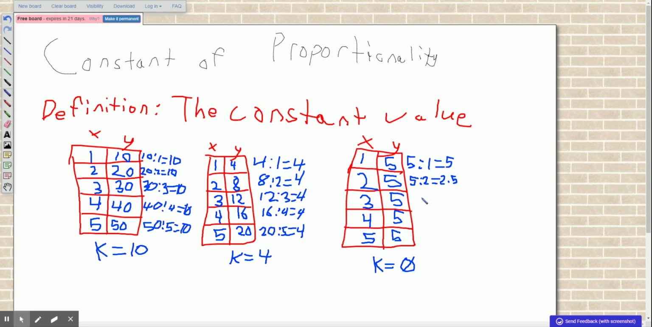So I don't need to continue as soon as I get two values that are different. As long as they're all still the same, though, we do need to keep checking until we get to the last one. Because you could have a situation where the first 4 rows all had the same value, and then your 5th row was different. And as long as one row is different, then your constant is 0. As long as every row is the same, then your constant is whatever that unit rate is.